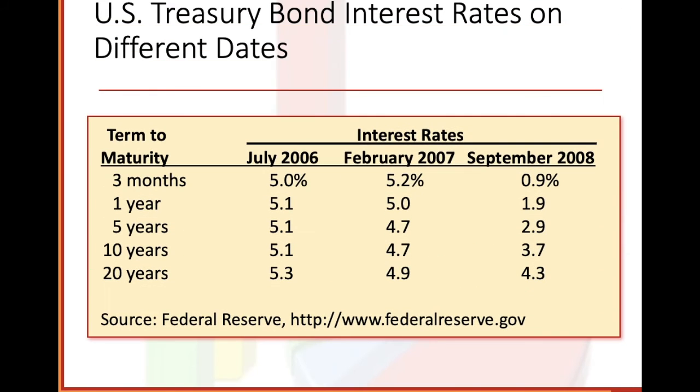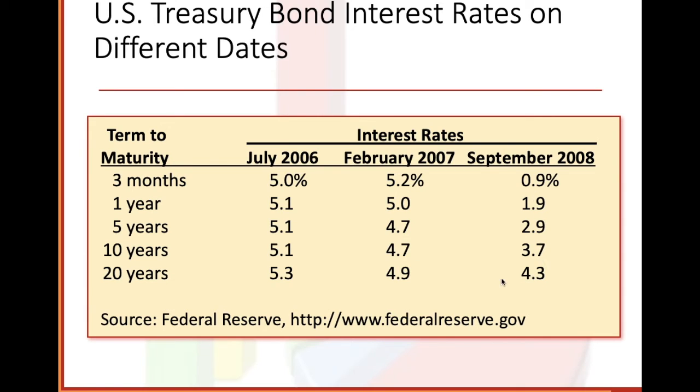So, the U.S. Treasury bond interest rates on different dates. Term to maturity: 3 months, 5%, 2006, 2007, and then September 2008 at 9%. 1 year, 5.1. Notice the longer you have your money in there, the higher the interest rate, except for this one, which decreased a bit right here, and then this one increased right there.